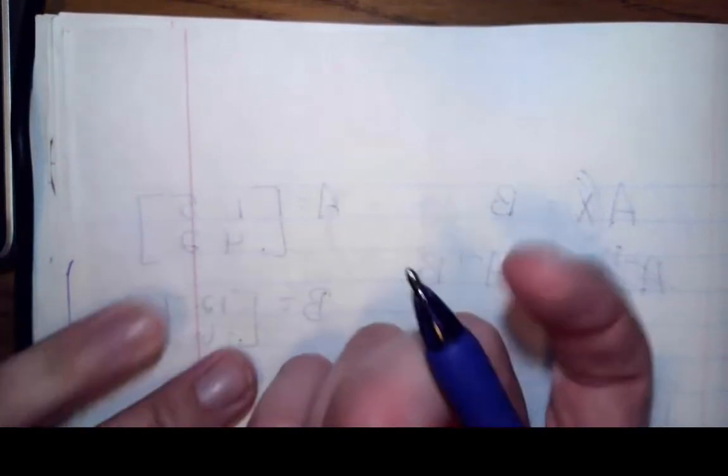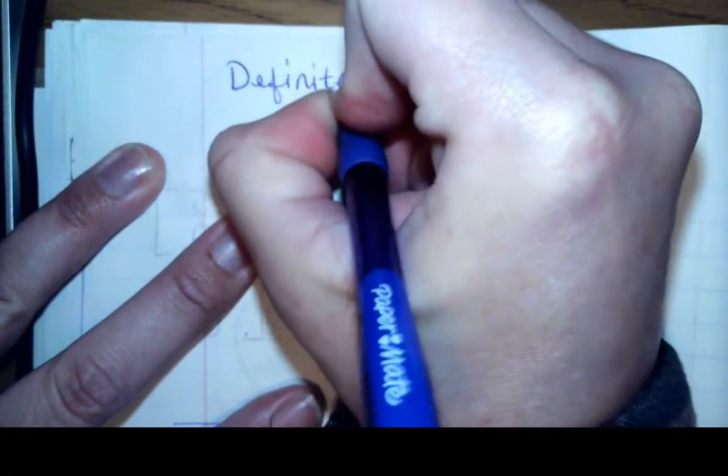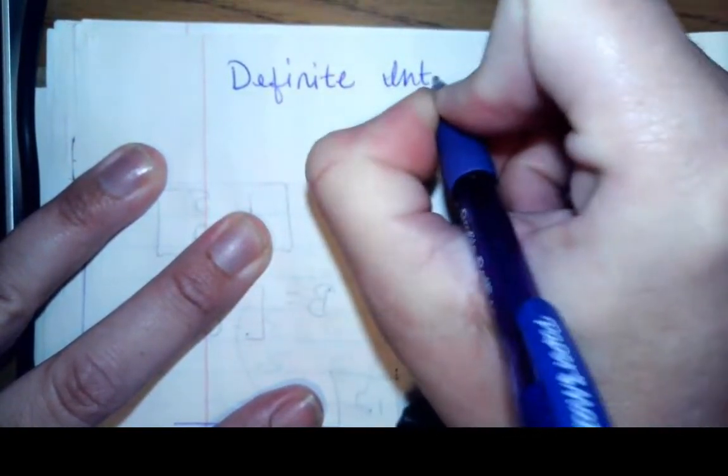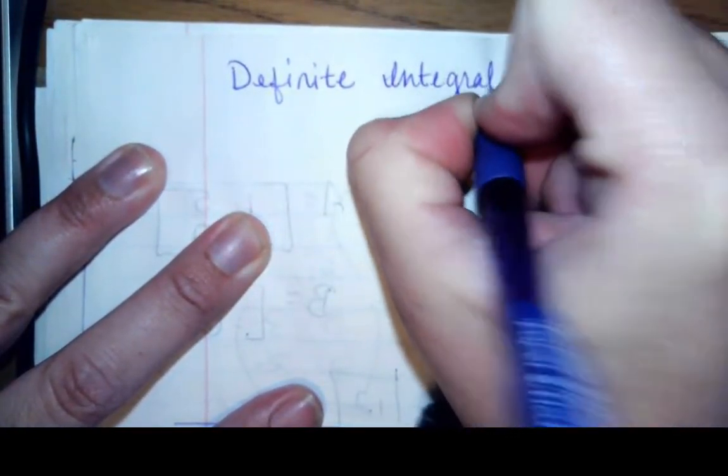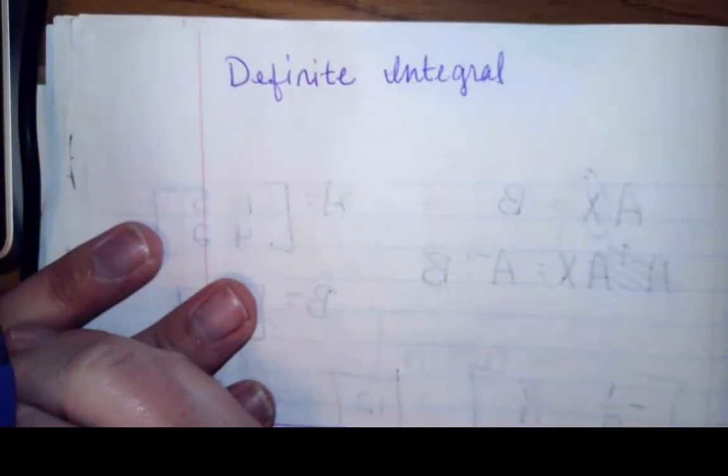All right, so for 6.4, we're going to take the concept of Riemann sums, and we're going to translate it into calculus. So what we want to look at is what's called a definite integral. And what that means is I'm going to have limits of integration. So we're going to have a starting point and an ending point.